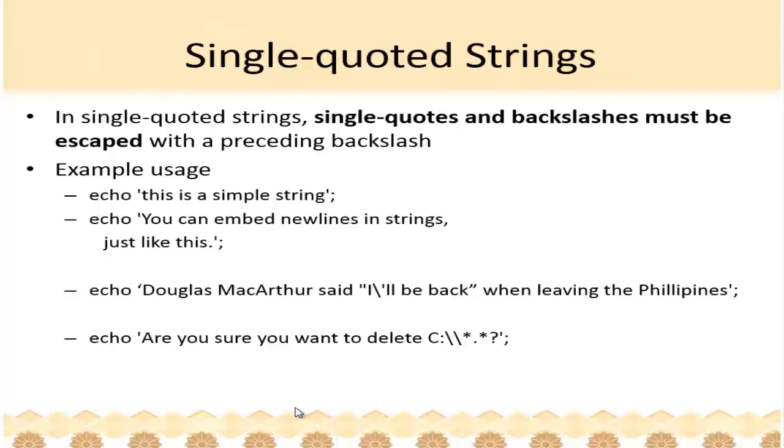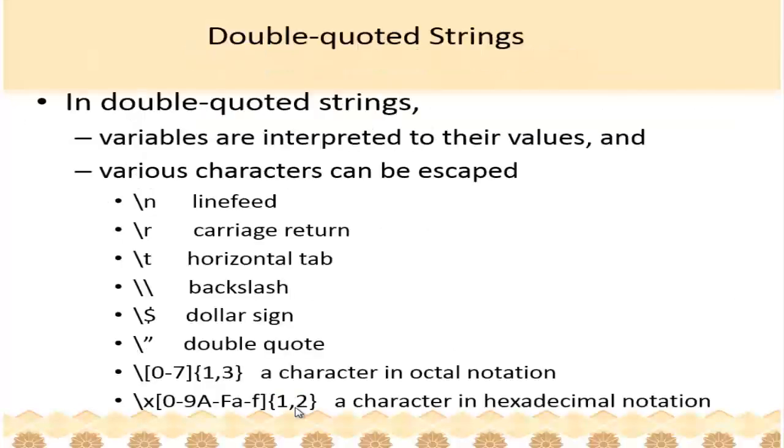If you want the escape sequences to be interpreted and the values of the variables to be shown, use the double quotes. And by the way, how many escape sequences do we have? These are the same as in your C programming language. \n is for line break, \r carriage return, \t horizontal tab. If you want to escape the backslash itself, use a double backslash, and \$ to get the $ sign.